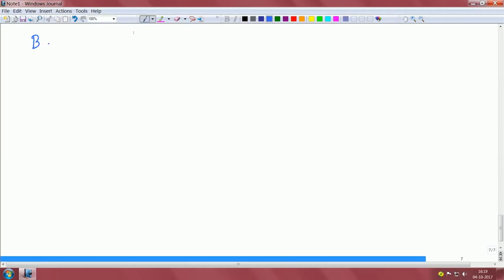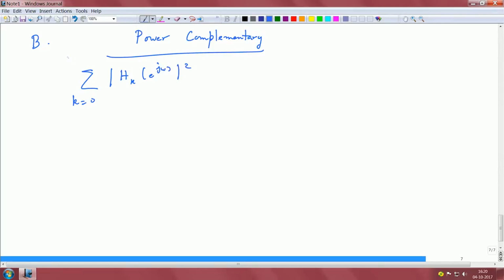The next special property for filter banks is the power complementary functions. If you are given filters h naught, h1, h2, and so on till h M minus 1, they form a power complementary set if you look at the magnitude square responses over all the M filters, that should be equal to some constant for all the frequencies. Now, this is interesting because the sum of the magnitude square responses of all the filters should be a constant.